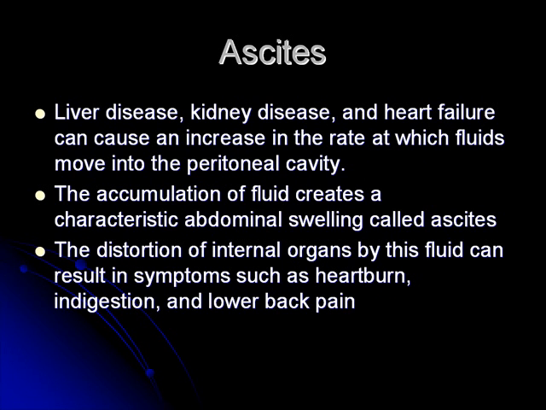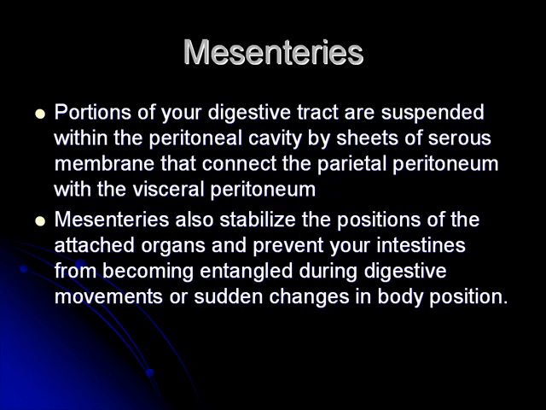Now, when an individual starts to accumulate fluid in this peritoneal cavity, this accumulation of fluid is referred to as ascites. Patients who suffer from liver disease, kidney disease, and or heart failure can have an increase in the rate of fluid that moves into the peritoneal cavity. When the accumulation of the fluid creates a characteristic abdominal swelling, it's referred to as ascites. The distortion of the internal organs by the fluid can result in symptoms of heartburn, indigestion, and even lower back pain.